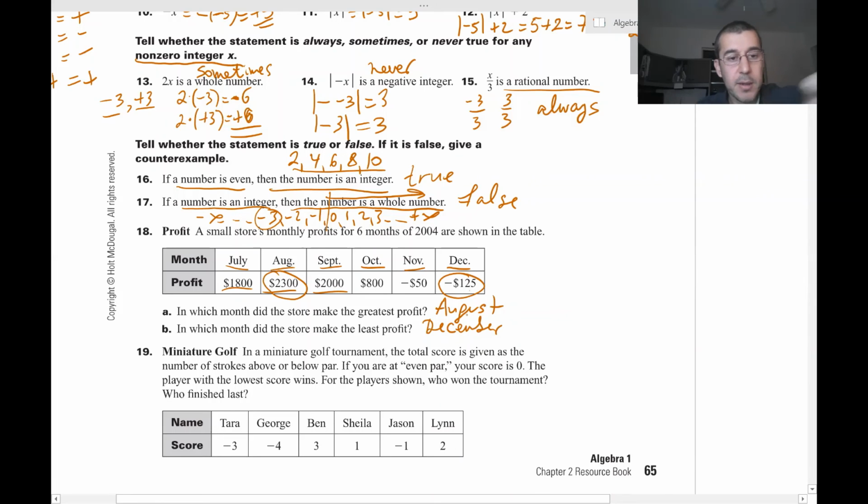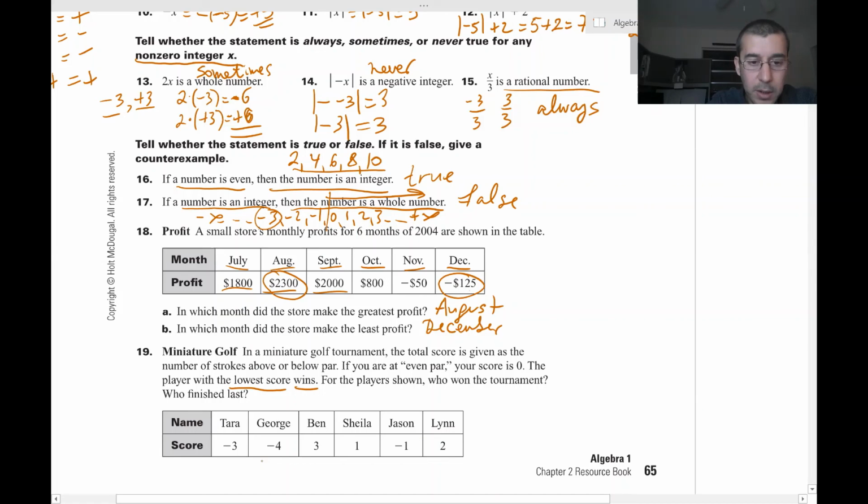Okay. Number 19, miniature golf. In a miniature golf tournament, the total score is given as the number of strokes above or below par. If you're at even par, your score is 0. The player with the lowest score wins. So lowest score wins. For the players shown, who won the tournament?